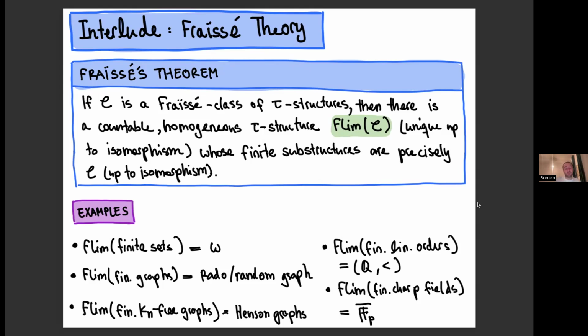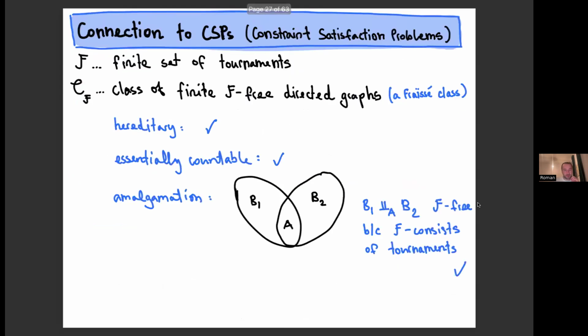The Fraïssé limit of the class of finite K_n-free graphs will be the so-called Henson graphs. The Fraïssé limit of finite linear orders will be just the rationals with order, or any countable dense linear order, which by the theorem is then isomorphic to Q with order. And the Fraïssé limit of all finite fields of characteristic p will just be the algebraic closure of F_p. All right, so this is Fraïssé's theorem.